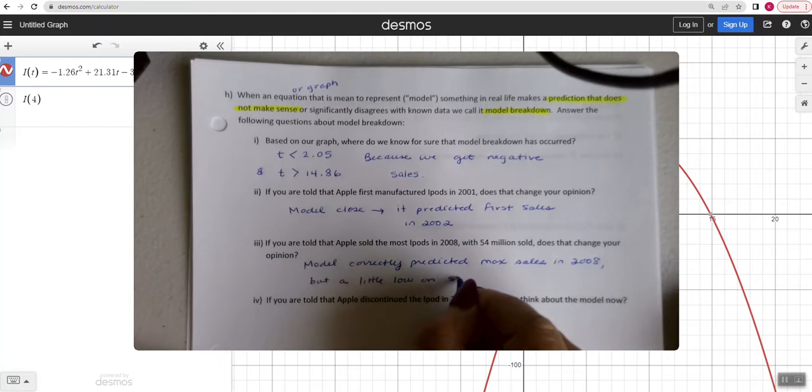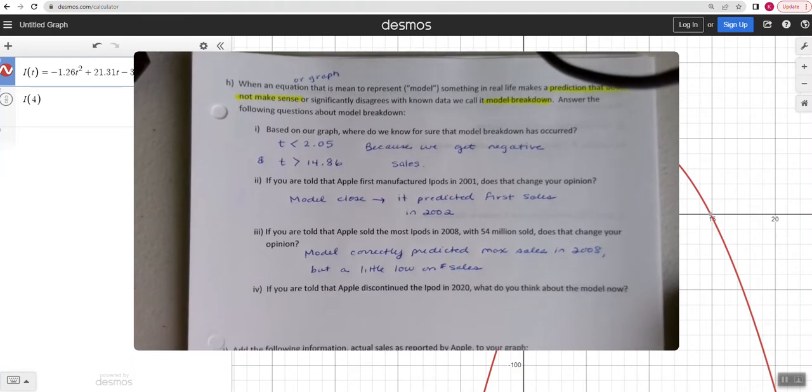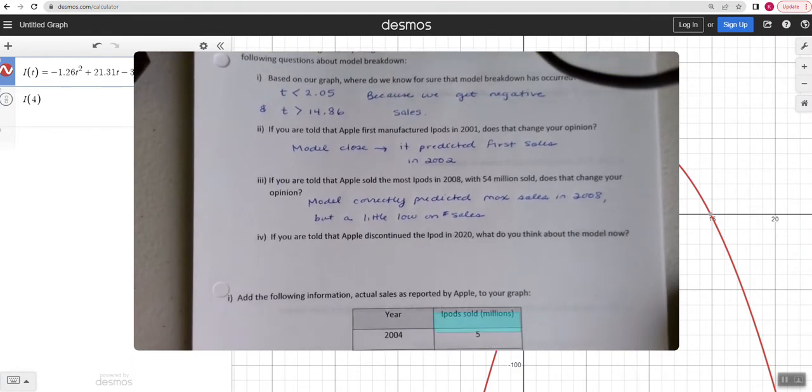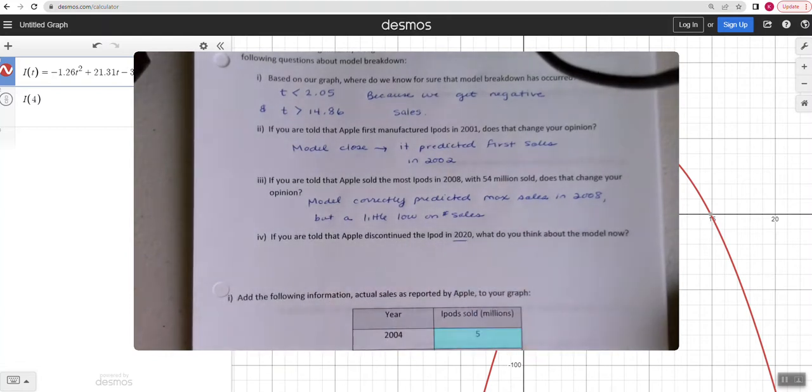On the actual number of sales. All right, and then our last question, actually I guess it's not our last, we got a little bit more. If we're told that Apple discontinued the iPod in 2020, what do you think about our model now? Now I'm starting to think that we've probably got a problem on the right-hand end of our model.